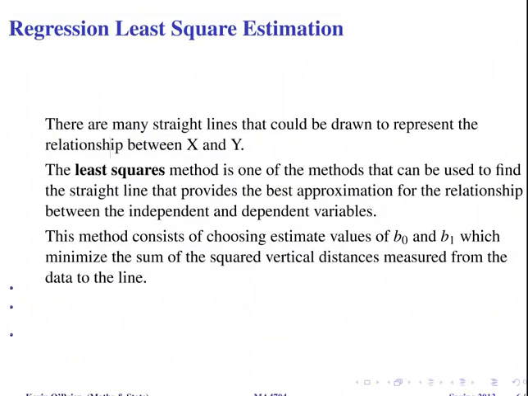Depending on what data you've sampled or collected, you could draw a straight line through the data. There's multiple samples you could take, and there's multiple methods you can use. So we're going to concentrate on one method. This is the usual method in undergraduate statistics. It's called ordinary least squares, or least squares. It's one of the methods that can be used to find the straight line through the data that provides the best approximation for the relationship between the predictor variable and the response variable. Here I call them the independent and dependent variable.